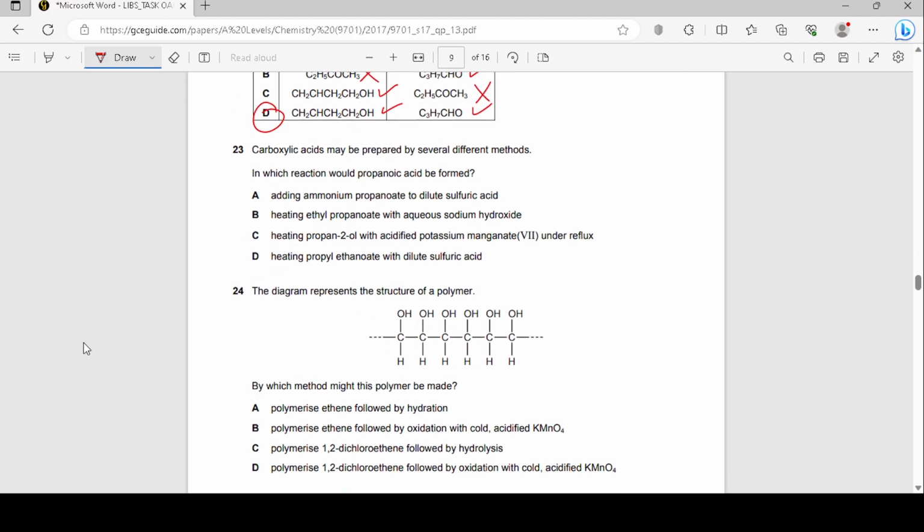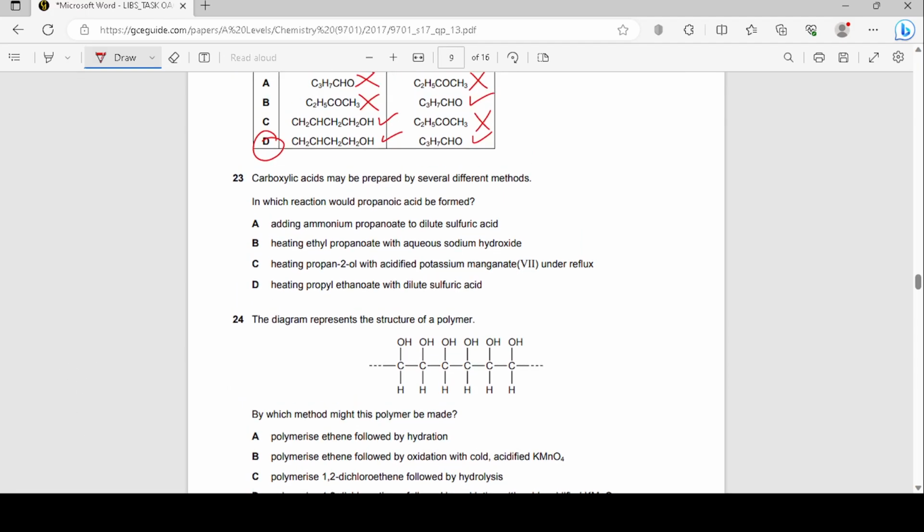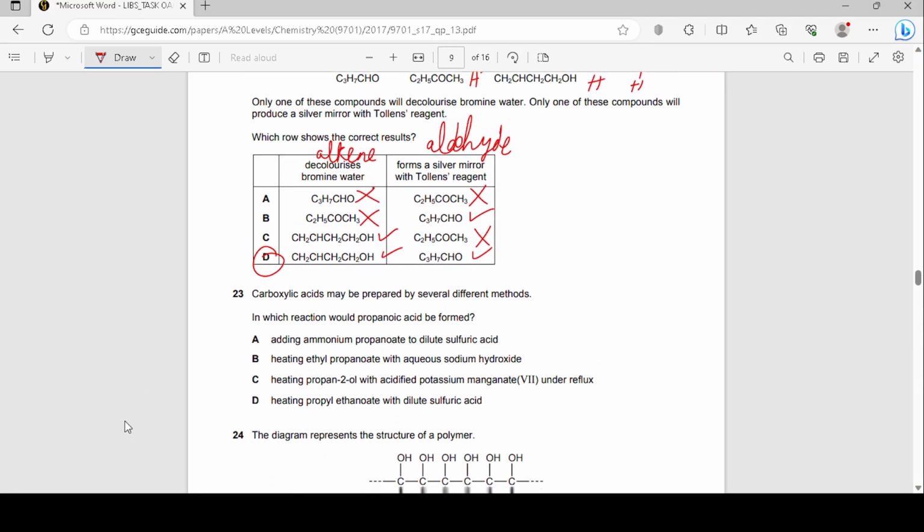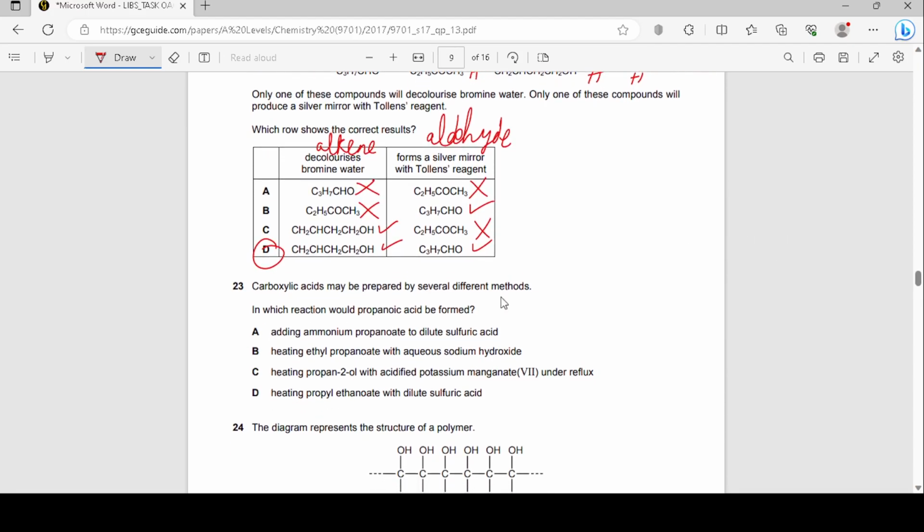Okay. Now the next question. Carboxylic acids may be prepared by several different methods. In which reaction would propanoic acid be formed? The first one is adding ammonium propanoate to dilute sulfuric acid. Should I write it down? So ammonium propanoate, that seems like an ionic compound, I would say.